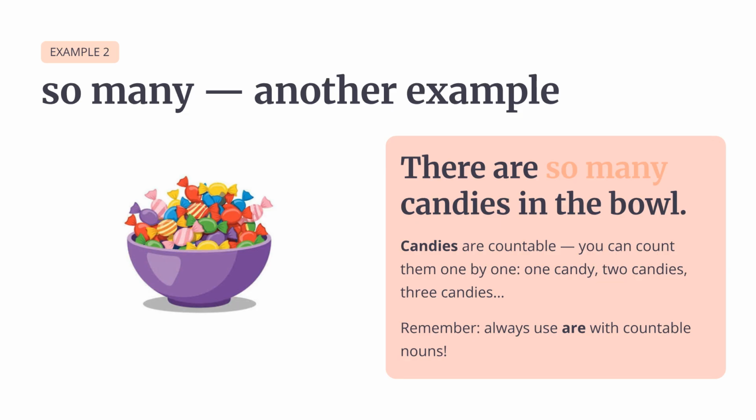Here is example 2, another example for so many. Look at the sentence. There are so many candies in the bowl. Candies are countable because you can count them one by one. 1 candy, 2 candies, 3 candies. Remember, always use are with countable nouns.